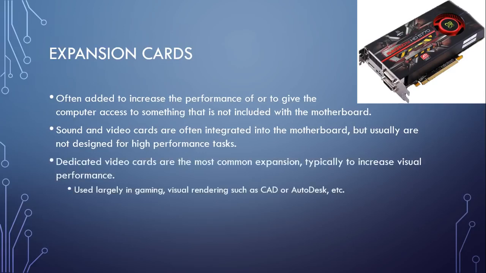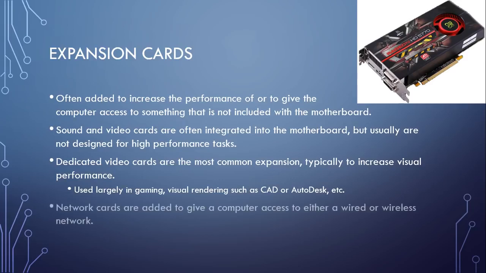Now, the downside of this, of course, is, for example, video. You can get a dedicated video card, which is the most common expansion, typically to increase things like visual performance. So this is used largely in applications such as gaming or visual rendering for things such as CAD or Autodesk. Now, there is a distinct difference between a gaming card and one that would be used for CAD, because they have different functions of what they're trying to do. However, they can both still be pretty powerful.